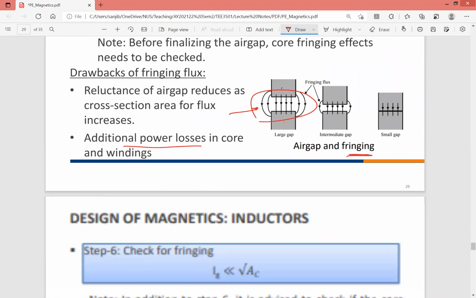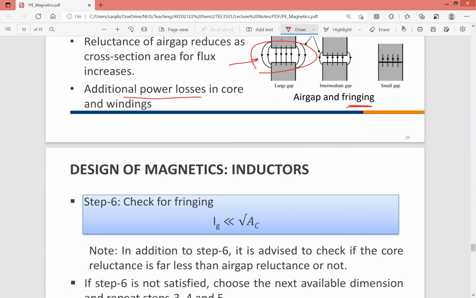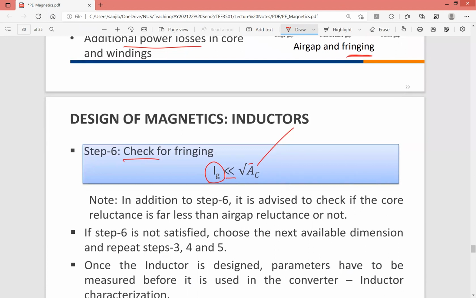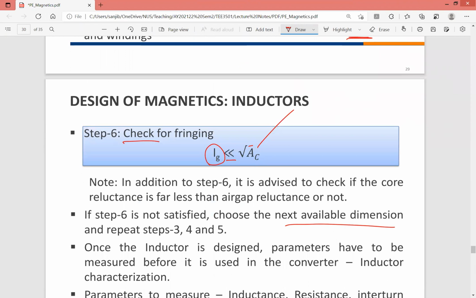So how do you make sure that the fringing is not a lot? You simply make sure that the air gap length should be less than the square root of the core area. The core area you already know for the core, and lg you calculate like the previous step. Just do a check that the air gap length is much less than the square root of the core area. If that is not satisfied, then you have to go back and do it again. You choose the next available dimension and repeat the calculations. So this is not a one-step or one round. Basically, you have to do multiple rounds, iterations, to find the right design.